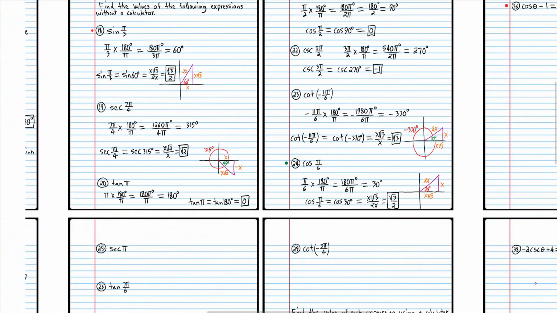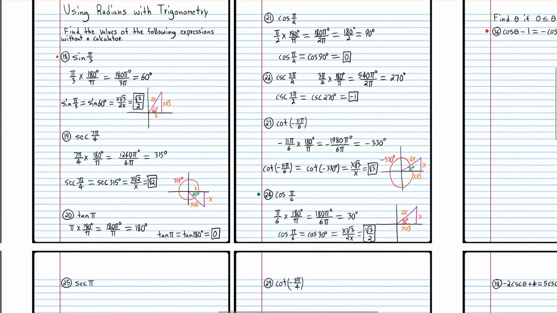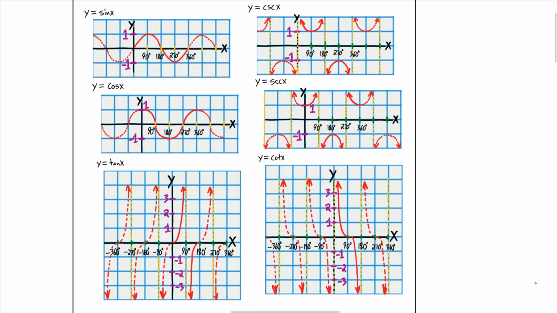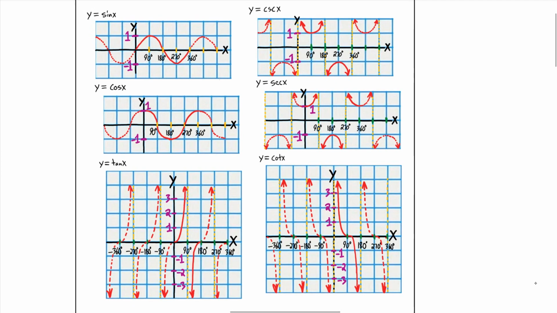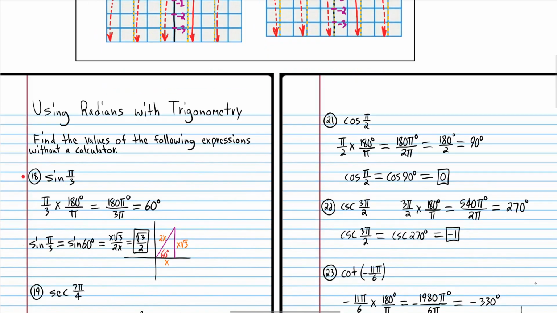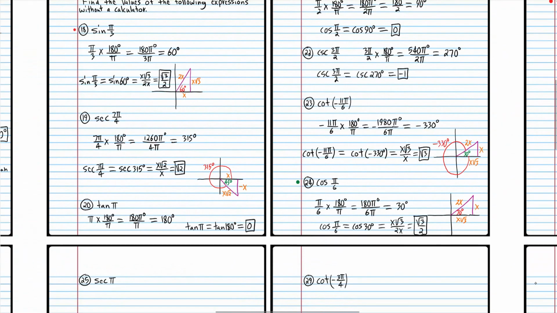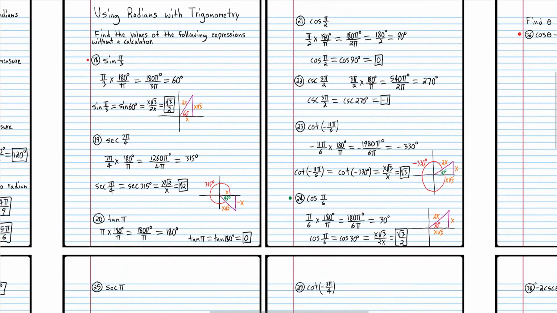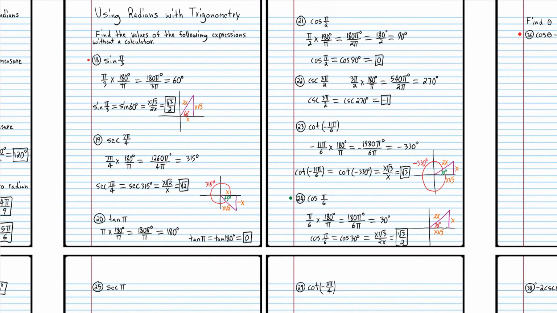Okay, I want you to try number 25. 25 is going to be a collapsed triangle, so you're going to need these graphs to help you. So get a picture of these graphs with your phone. Remember, when you have collapsed triangles, angle measures that are multiples of 90, you need to use those graphs. So try number 25, and when you come back, we'll do it together.